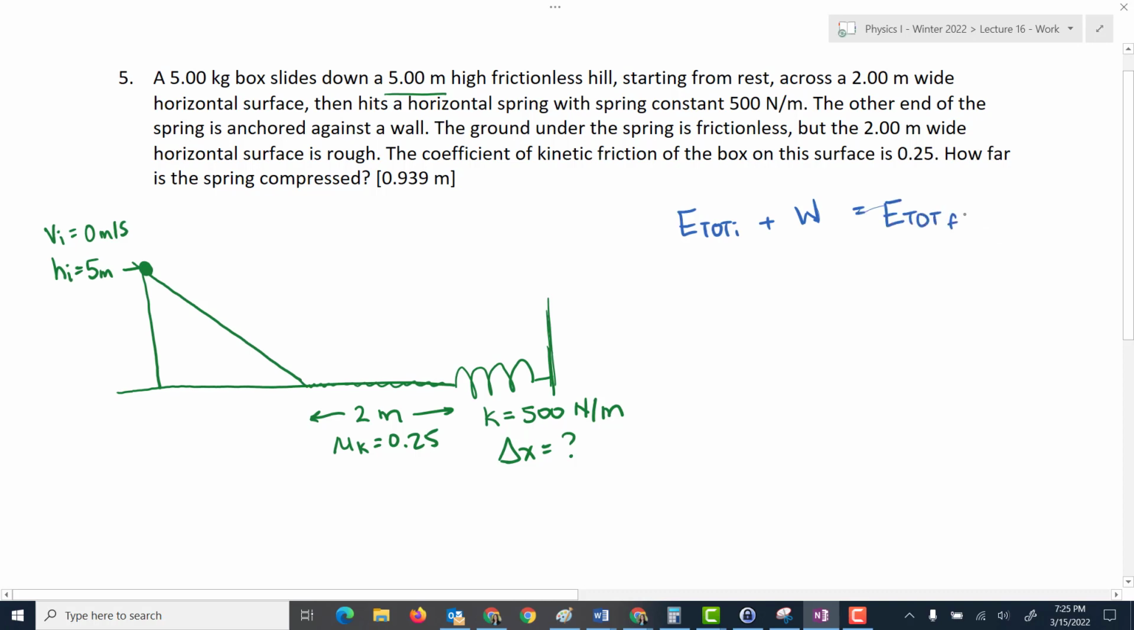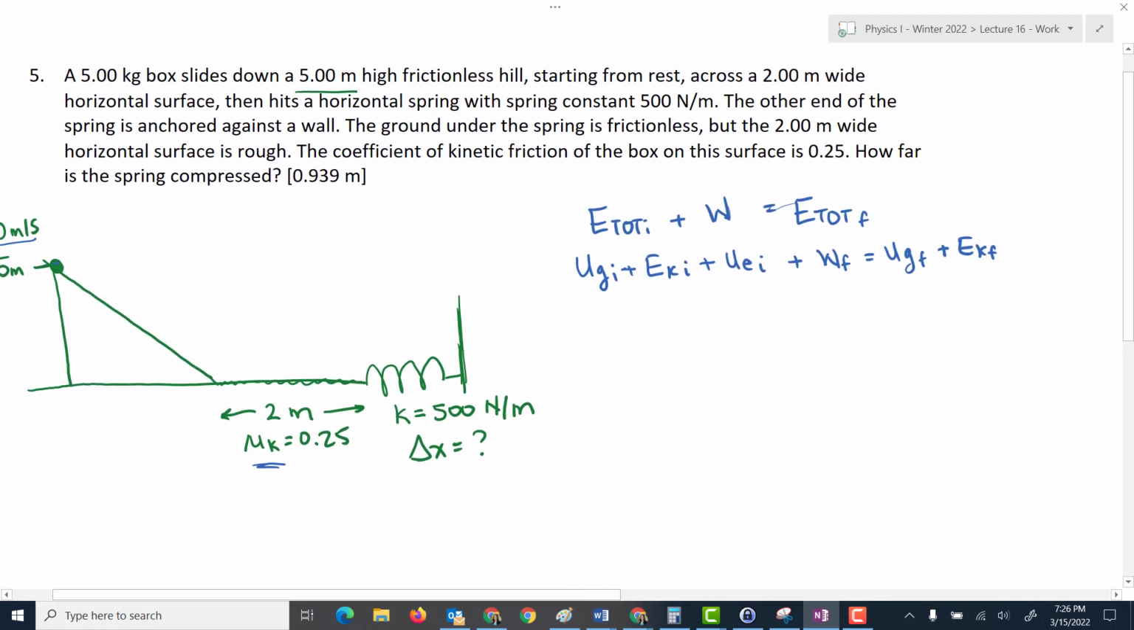So now what kind of energies do we have? Initially, we have no kinetic energy because it's not moving. The speed is 0, or it's at rest. So I'm not even going to put that in. We have gravitational potential energy because it does have a height of 5 meters there. So UG initial. Actually, I'll put all of them in just so we can see. So EK initial, and there is a spring in the question, so I'll put in elastic potential initial. Plus the work done. The only external force acting on the system is friction here. So we have the work done by friction is equal to all the energies at the end: EK final plus elastic potential final.